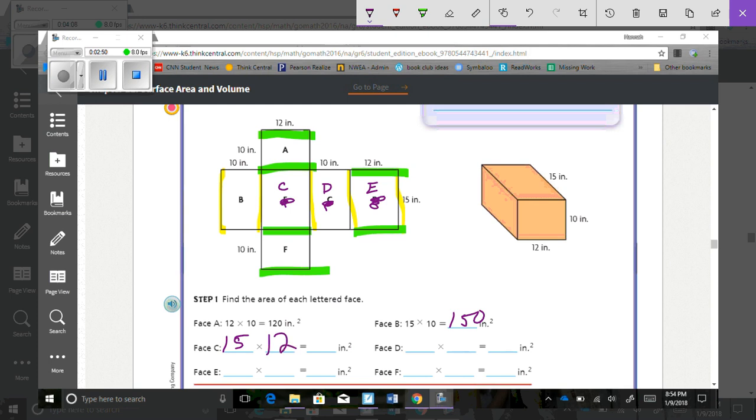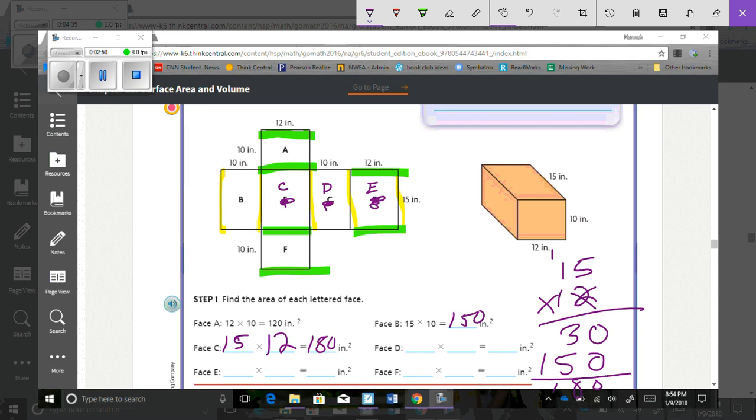So if we do that math, we'll take 15 times 12. 5 times 2 is 10. Add a 1 to our 10s. 2 times 1 is 2, plus 1 is 3. 0 to hold in place. 1 times 5 is 5. 1 times 1 is 1. So that would be 180 inches squared.